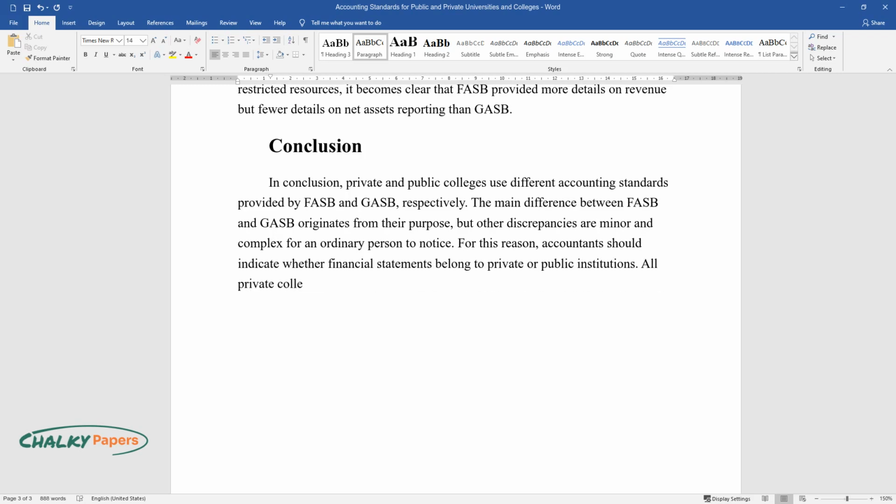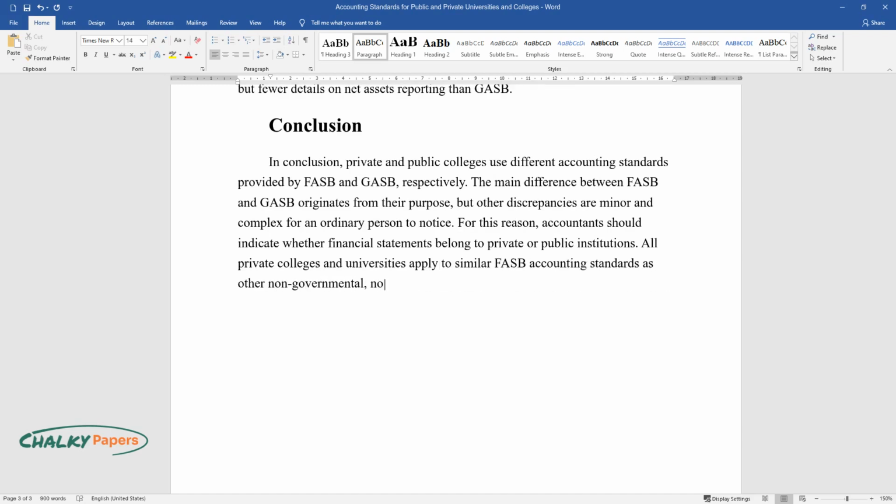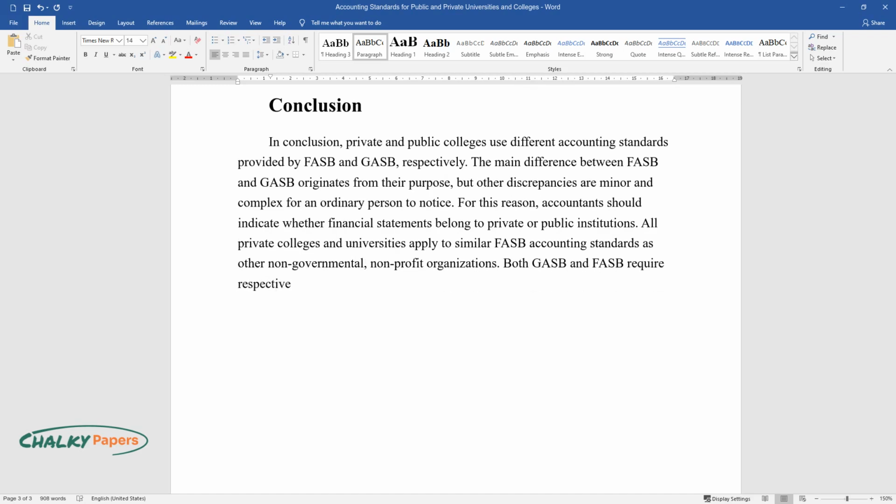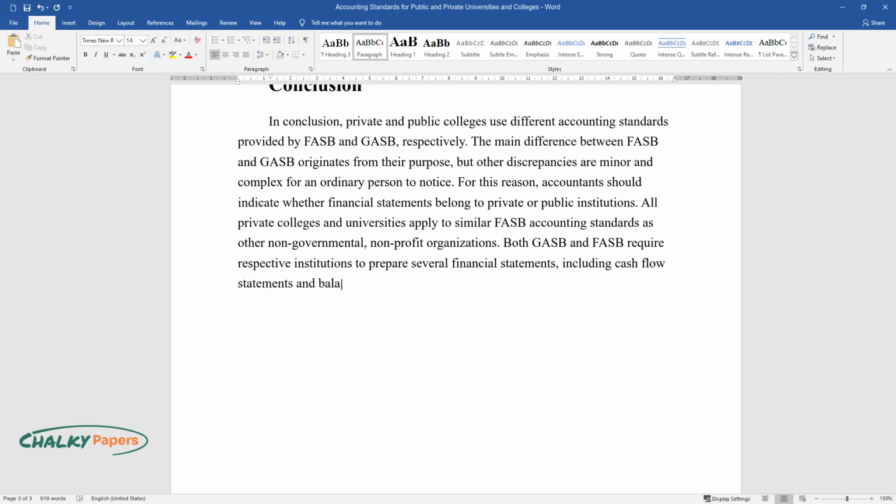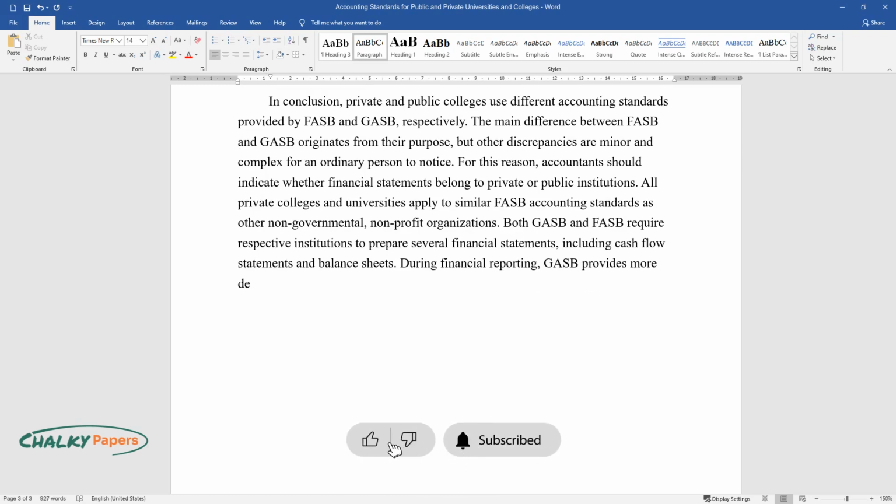All private colleges and universities apply similar FASB accounting standards as other non-governmental, non-profit organizations. Both GASB and FASB require respective institutions to prepare several financial statements, including cash flow statements and balance sheets. During financial reporting, GASB provides more details on net assets but fewer details on investment revenue than FASB.